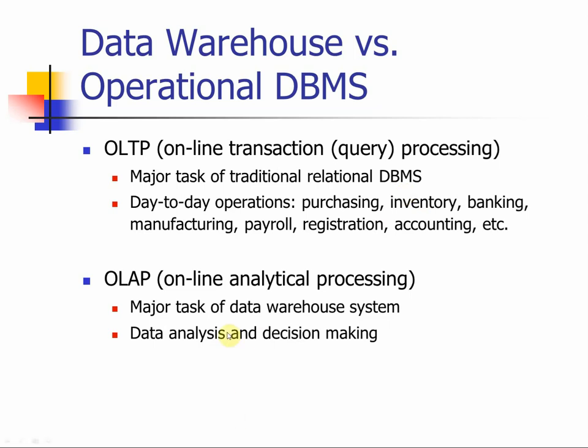For a data warehouse, it's focused on OLAP, which is online analytical processing. The major task of a data warehouse system is mainly two things: store the data as well as access the data in a high performance manner. So data analysis and decision making are the main focus of OLAP, online analytical processing tools.